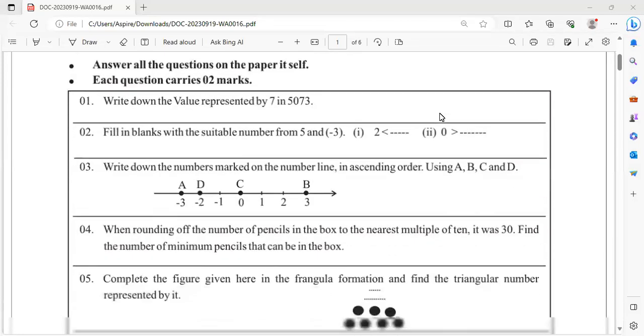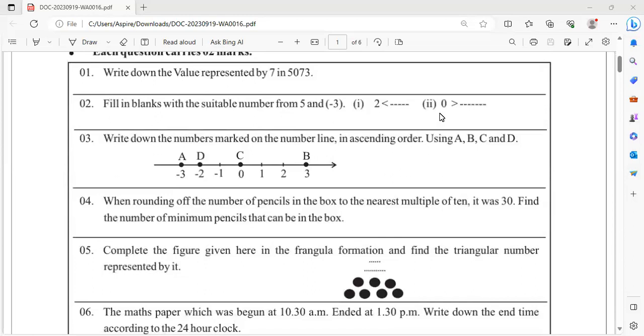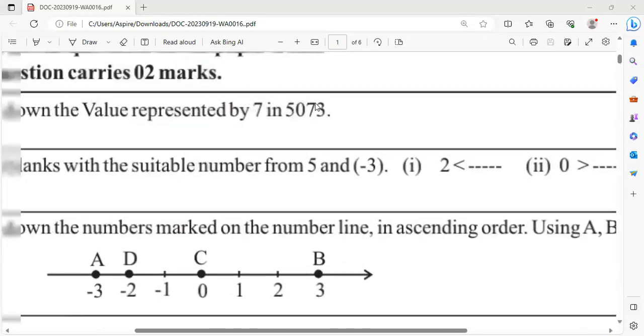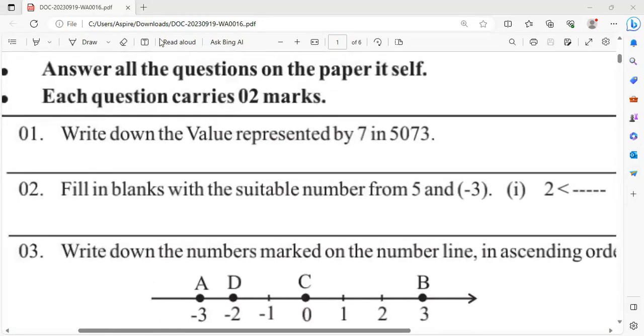Let's see the first question. Write down the value represented by 7 in 5073. I think you know how we write the value represented by a particular digit. Now the digit is 7. First of all, look at where the 7 is located. 7 is located in the tens place.